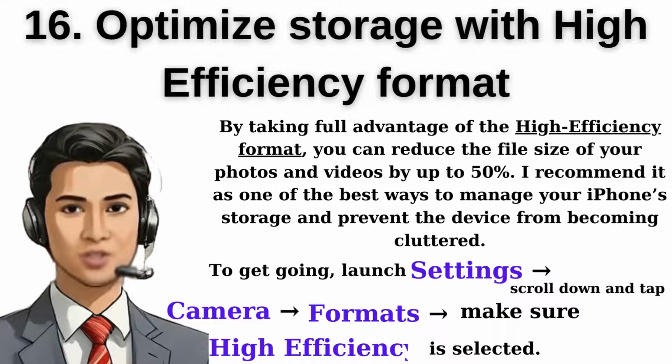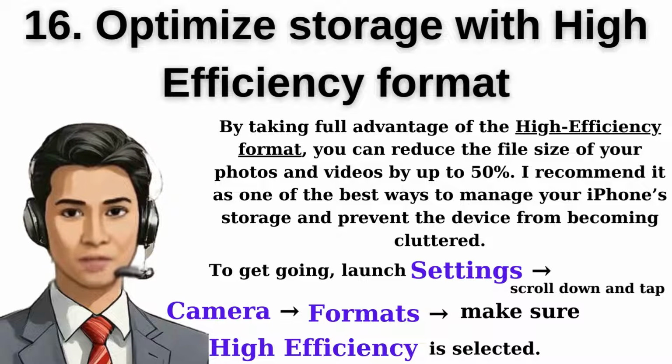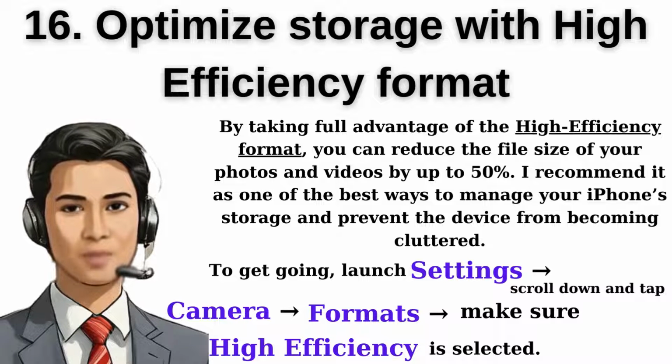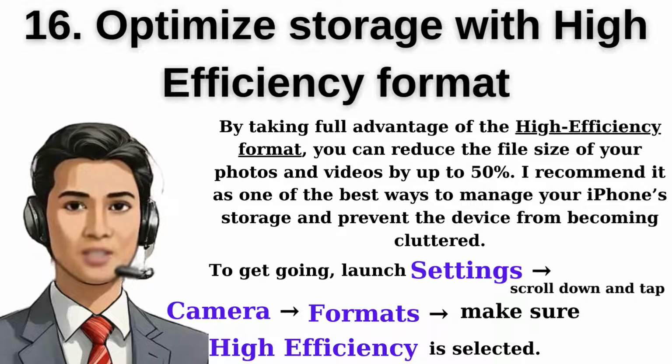16. Optimize storage with high-efficiency format. By taking full advantage of the high-efficiency format, you can reduce the file size of your photos and videos by up to 50%. I recommend it as one of the best ways to manage your iPhone storage and prevent the device from becoming cluttered. To get going, launch Settings, scroll down and tap Camera Formats. Make sure High Efficiency is selected.